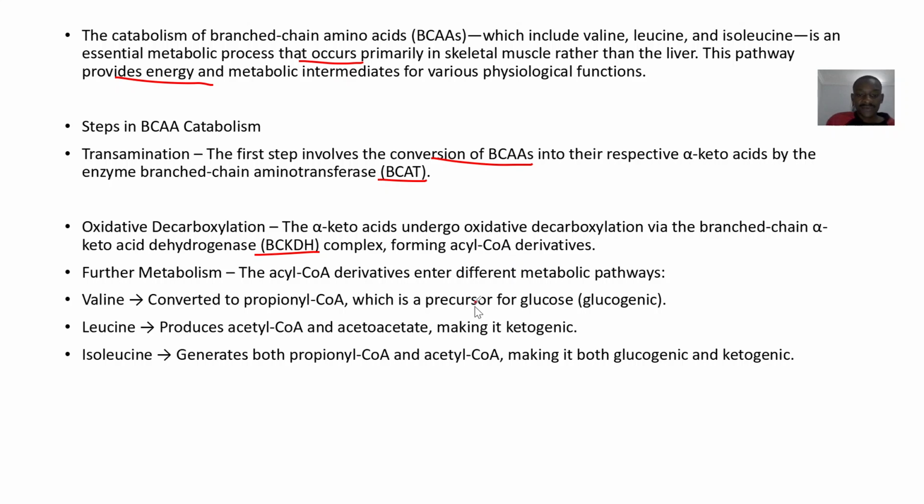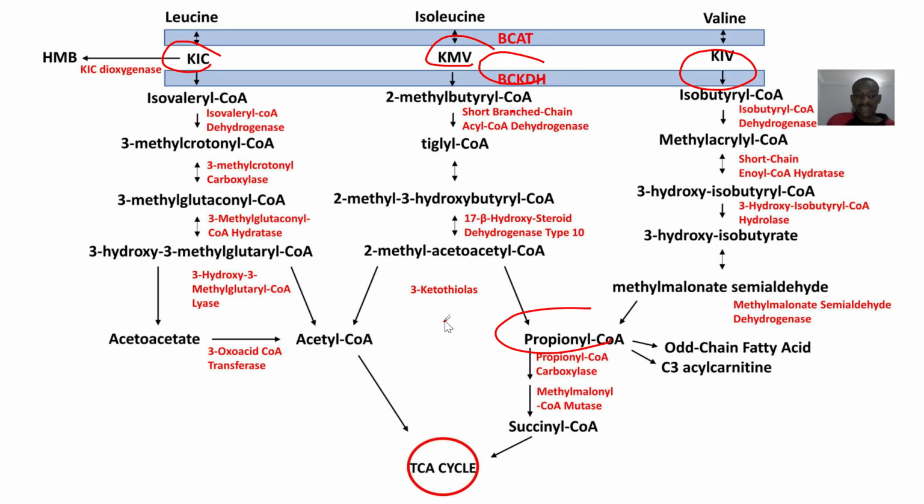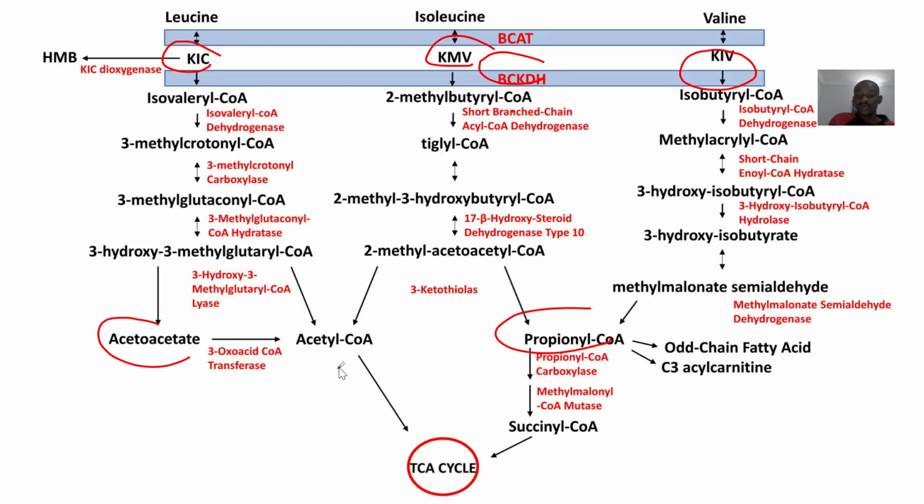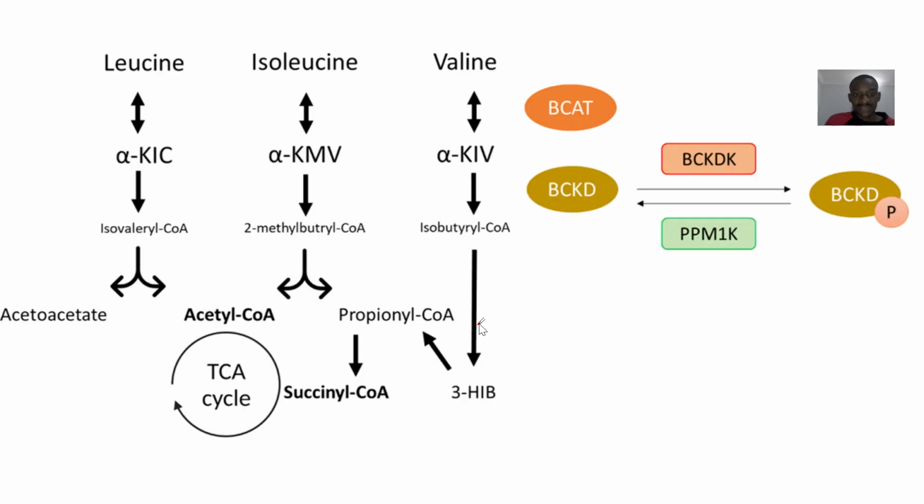While valine is that, okay, leucine is what? Produces acetyl-CoA and acetoacetate, right? You understand? Then isoleucine generates both propionyl-CoA and acetyl-CoA. So isoleucine is kind of like in the middle, producing what? The two guys that leucine can produce and valine can produce. You understand the whole thing? So that's just the whole gist about that.